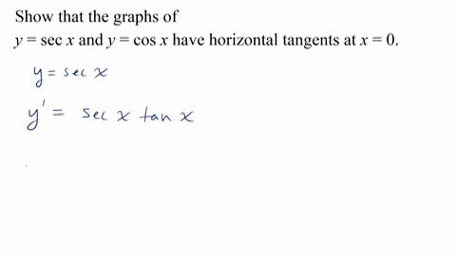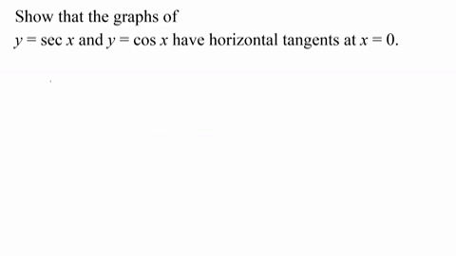And when we evaluate y prime at x equals 0, we get secant 0 times tangent 0, and secant 0 is 1 times tangent of 0, which is 0, and we get 0. So we can see that the derivative is equal to 0 at x equals 0.